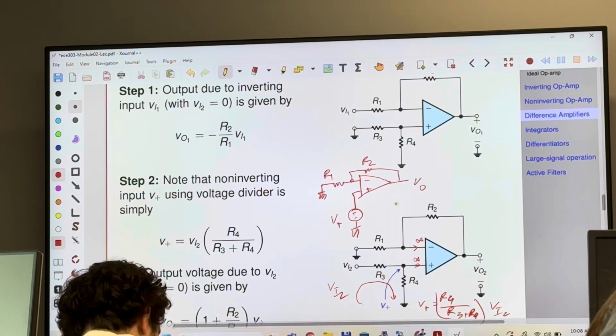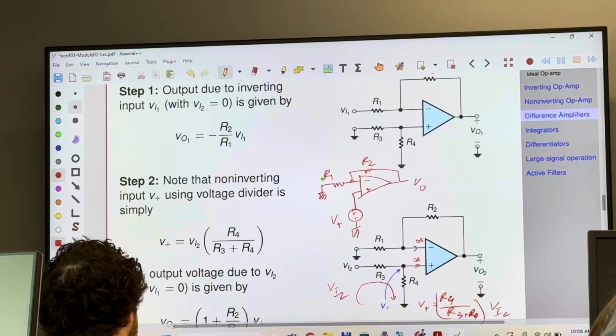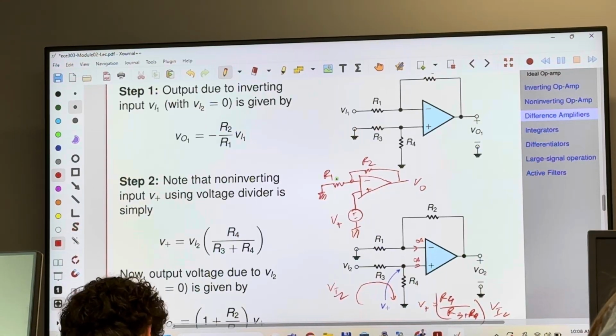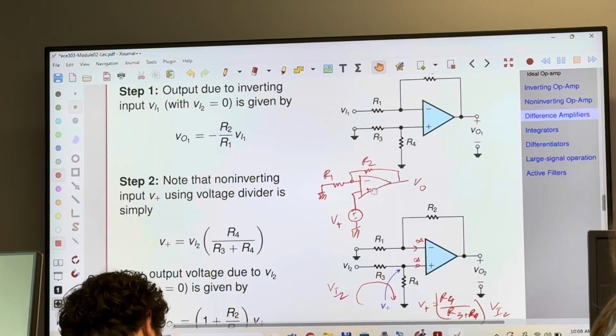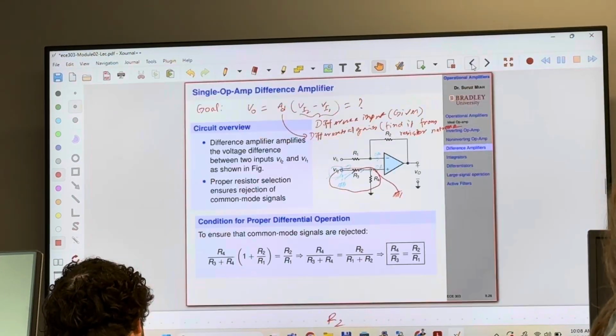Okay, are you familiar with this configuration? Our class started with this configuration. Today's class started with this configuration. Do you see that?